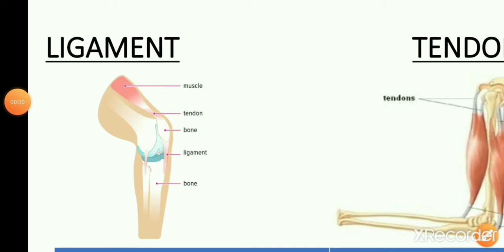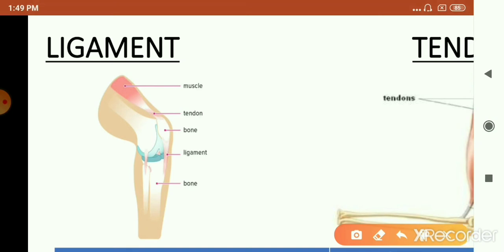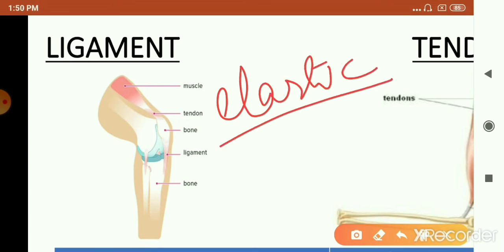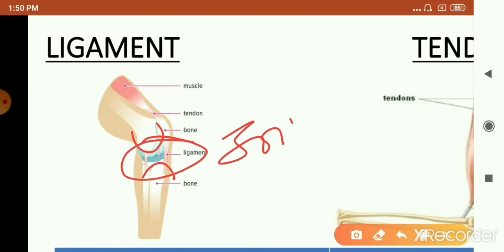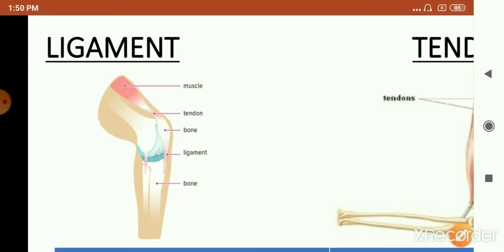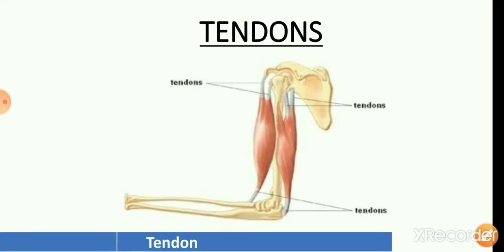Next, we have ligaments. Ligaments are yellow fibrous connective tissue with considerable strength and high elasticity. These are highly elastic, right? And these ligaments join one bone to another at the joints. So due to the flexibility or higher elasticity of the ligaments, movements of various kinds are possible at the joints. The next is the tendon.